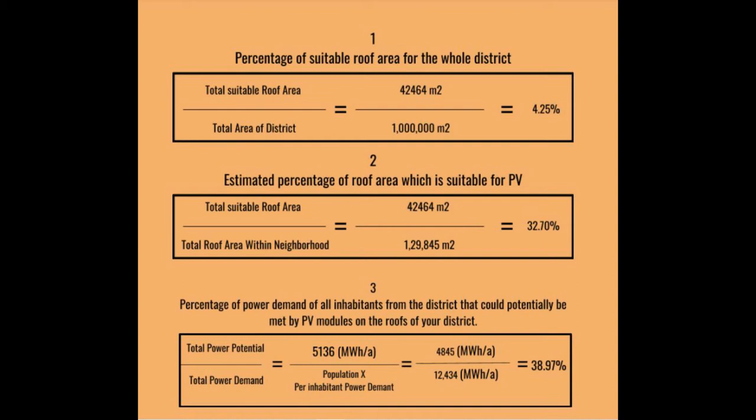For example, if your total suitable roof area is 42,000 and total area of district is 1 million square meter or 1 square kilometer, then your percentage of suitable roof area for the whole district is 4.25%.